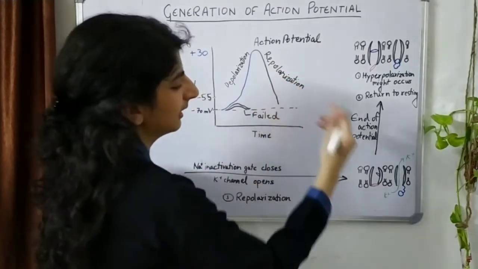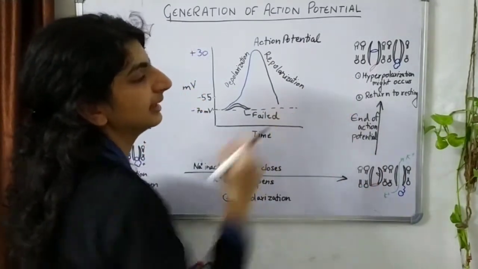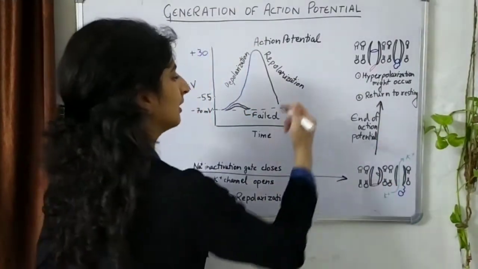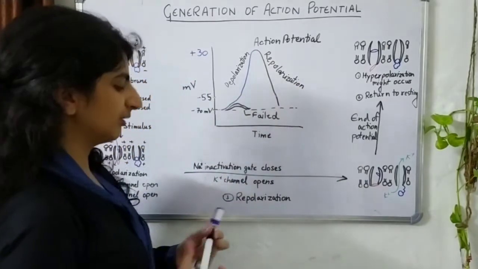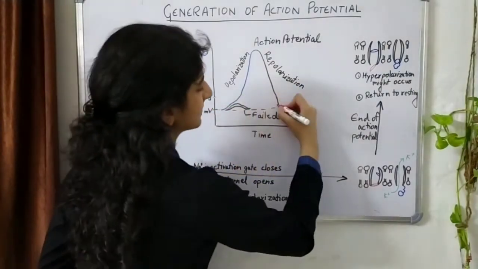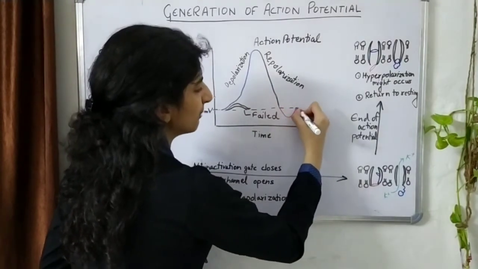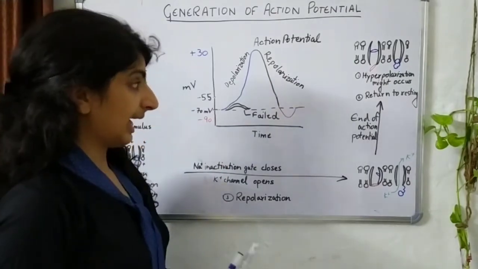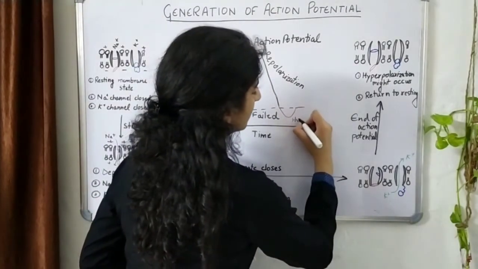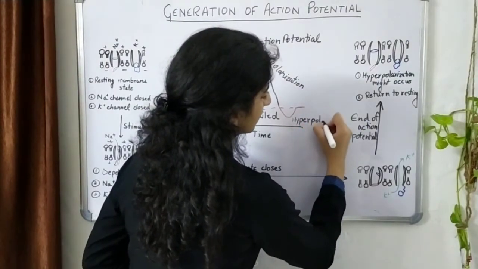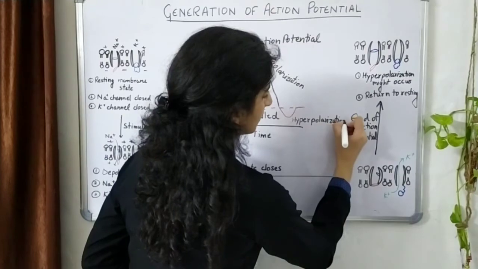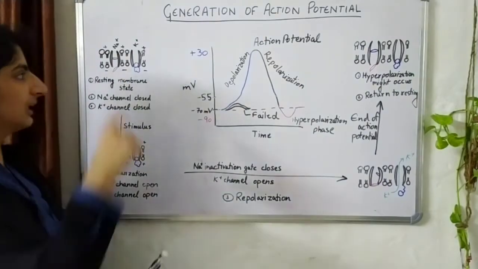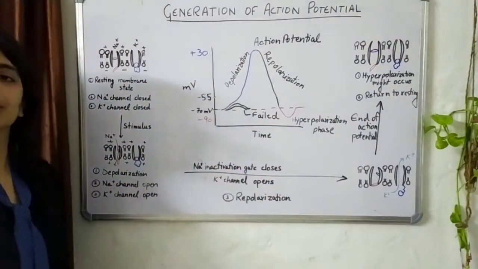And as it is decreasing, it might reach the hyperpolarization phase where these channels did not close in time. So this can become more negative than minus 70 and eventually come back here. So this will be minus 90 millivolts, and this part of this graph is the hyperpolarization phase. And this is how our action potential is generated, and this is how the graph looks like.